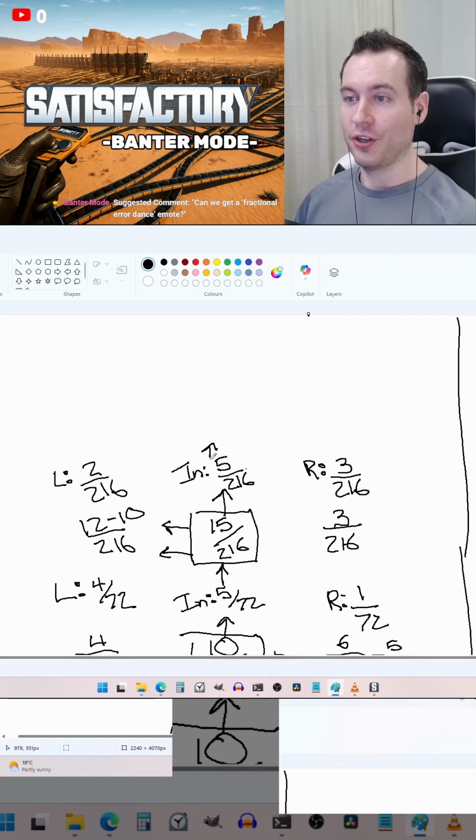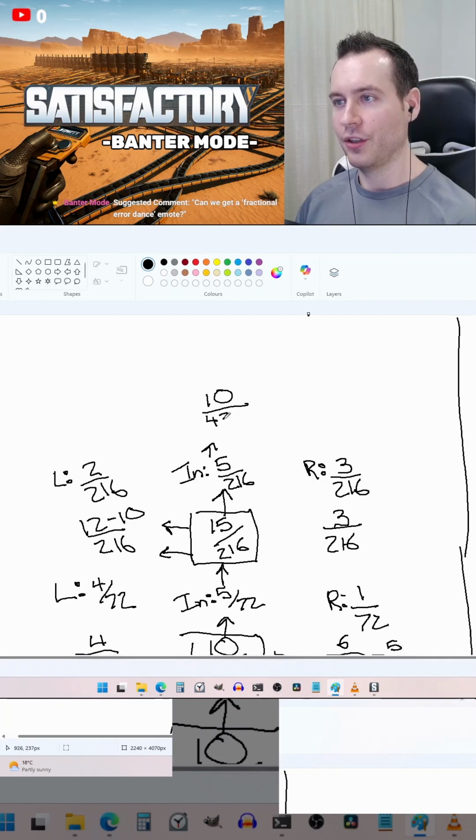Right is larger than left, but not larger than double left, so we will split half to the right. Multiply all numerators and denominators by 2. 5 times 2 is 10. Over 216 is 432. And this will be the splitter splitting to half. The next input will be 5 over 432.